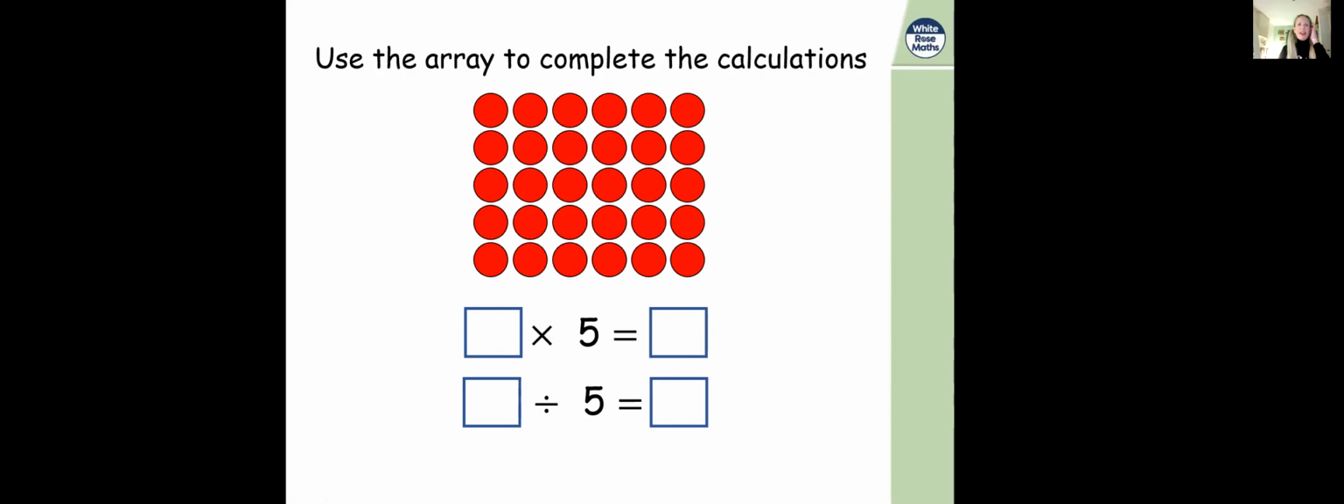We're very good at our 5 times table, so that shouldn't be a problem. Let's look back at the array. How many groups of 5 can you make? There's 1. Can you work out how many there are altogether in that array?